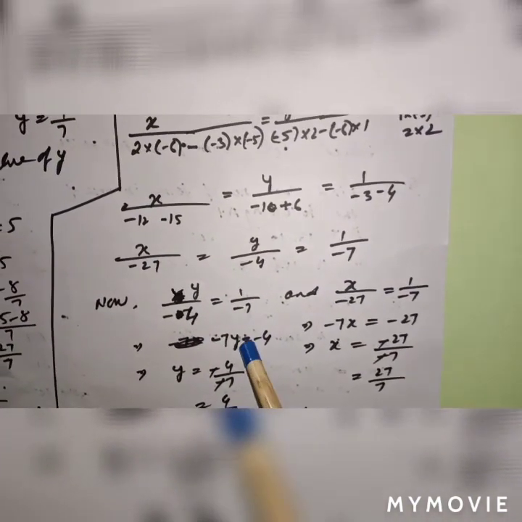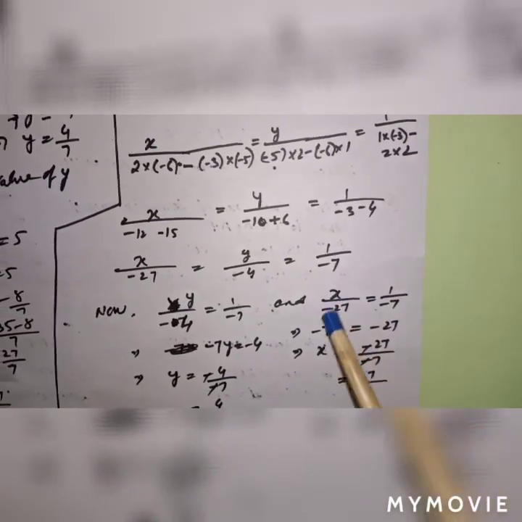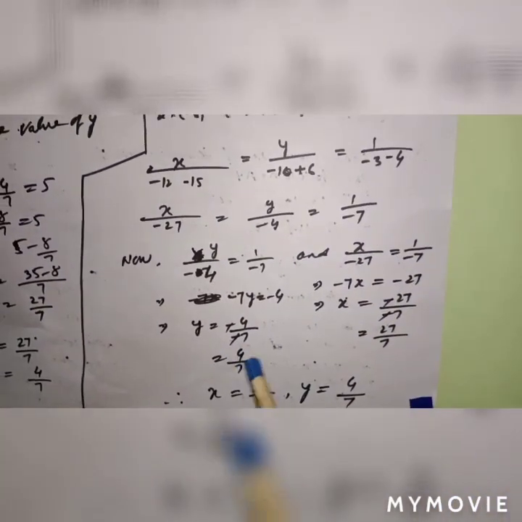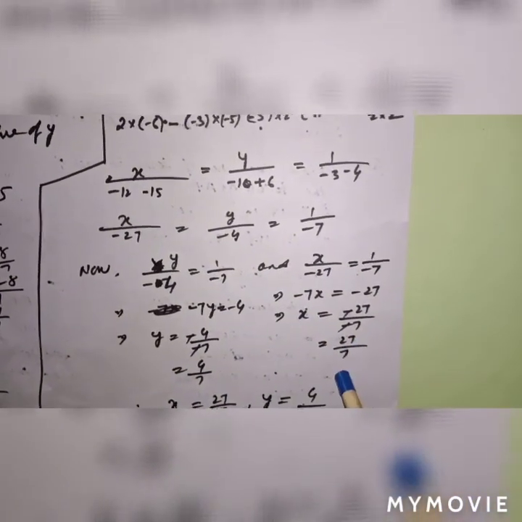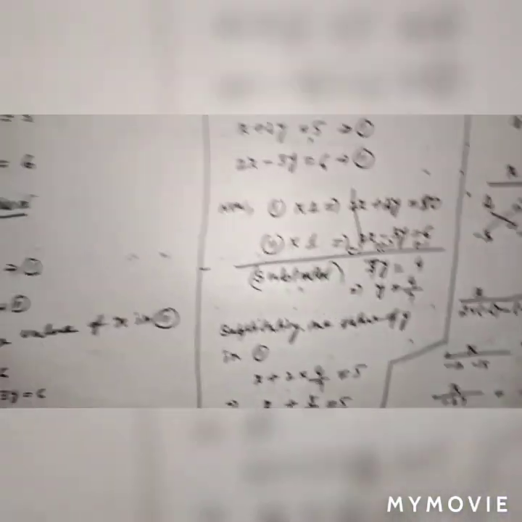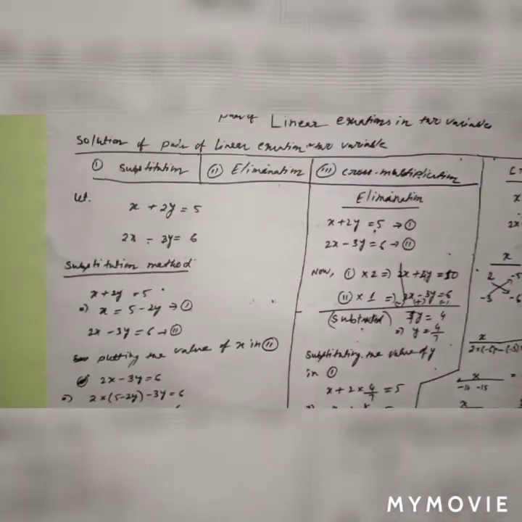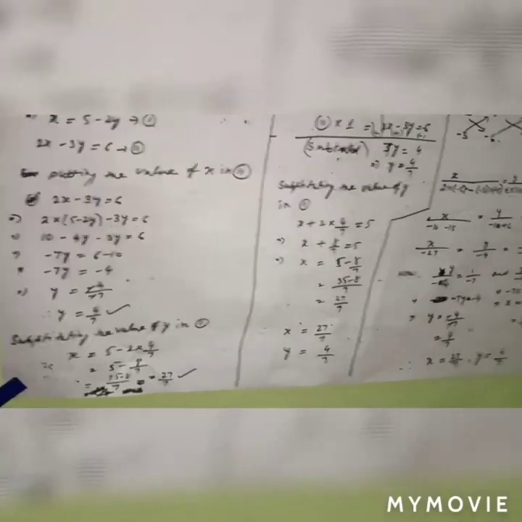This is equal, okay? This is equal. So minus 7 into x, 7x, minus 27. So the value of y is 4 by 7 and the value of x is 27 by 7. See, all the three methods, what you have done, all the three methods, you can see the value of x and y.